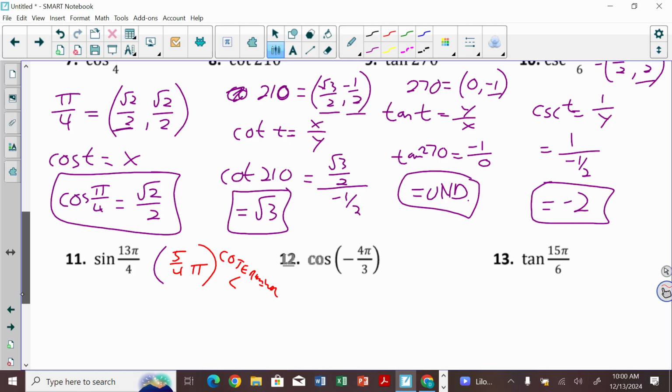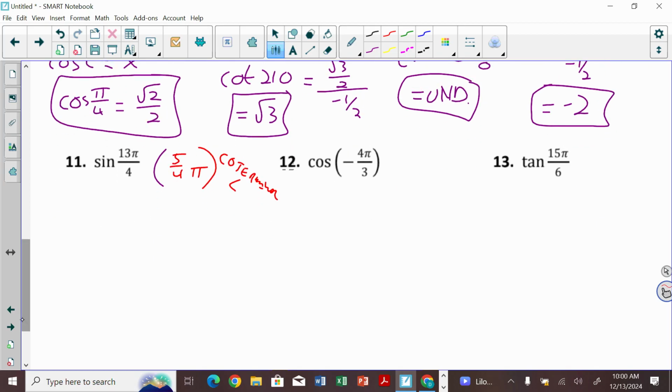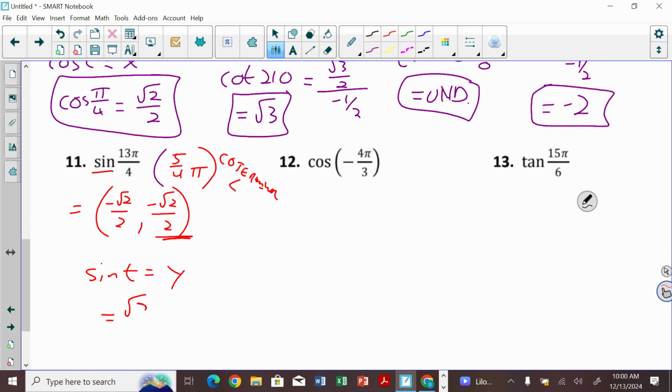All right. So now that I know that's the same reference angle, I can use that point that we just found and say that's equal to negative square root of 2 over 2, comma, negative square root of 2 over 2. And we're dealing with sine here. So sine of t is just equal to y. So it's simply that value there, negative square root of 2 over 2.